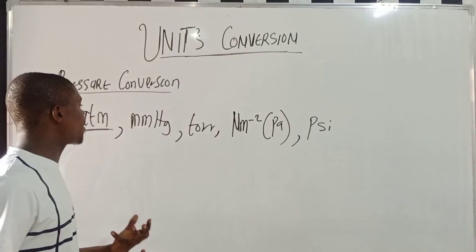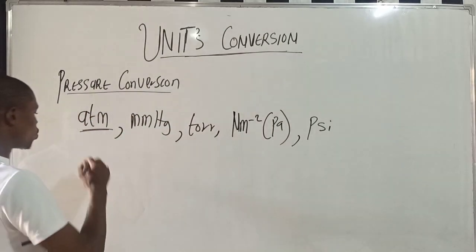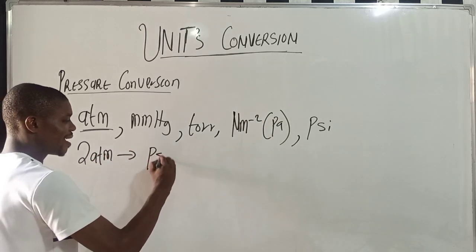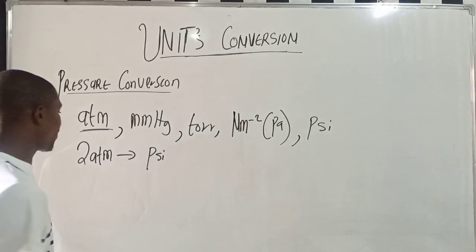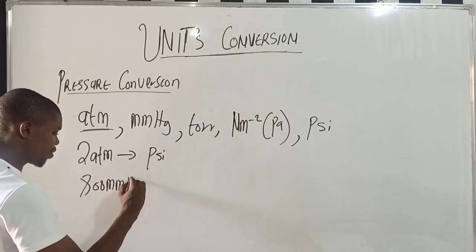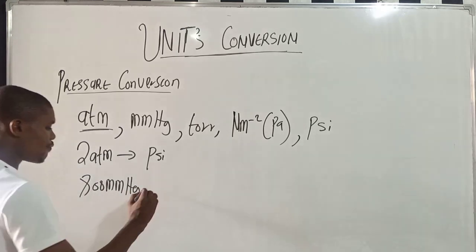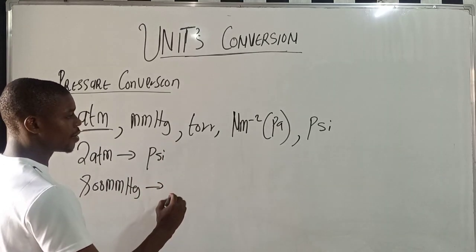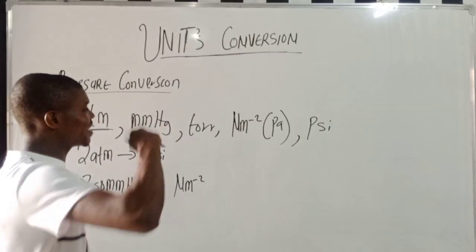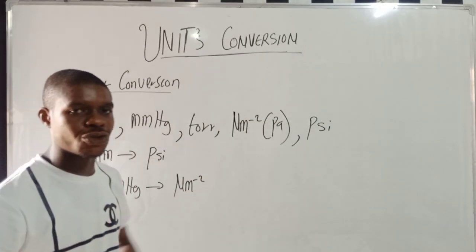So for example, if you are given 2 ATM and asked to convert to PSI, or probably you are given 800 millimeter of mercury and asked to convert it to newton per meter square, how are you going to do that? This is what I want to expose to you in this video.